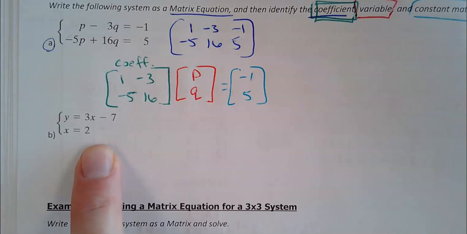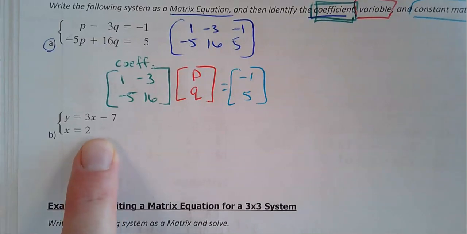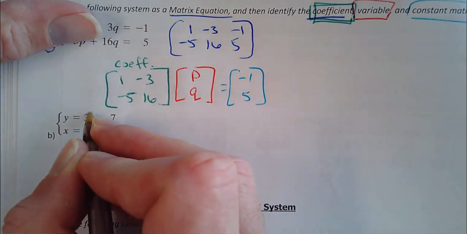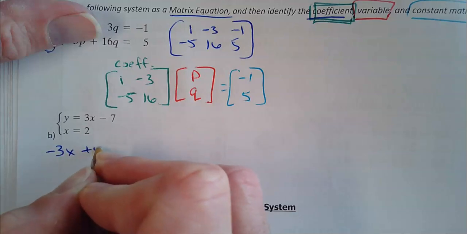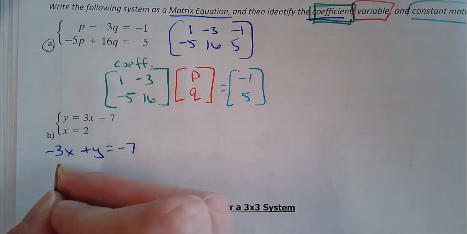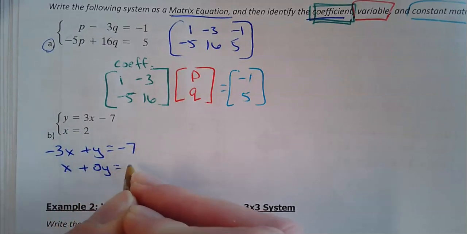So down here, if I do the same thing, make sure it's not ready yet. This one is not ready to put into the matrix because it's not in standard form. Make sure both equations are in standard form. So I'm going to rewrite these. If I brought the 3x over, now it's in standard form. This one down here, I've got an x and I've got no y's. That equals 2.